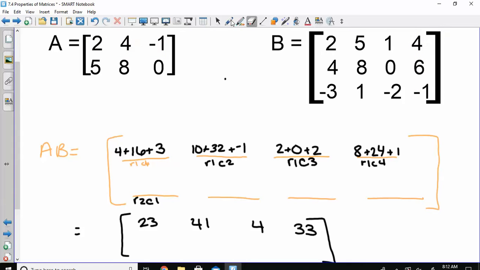So I have to take the second row times the first column. So 5 times 2 is 10, 8 times 4 is 32, 0 times negative 3 is 0, and we get 42.